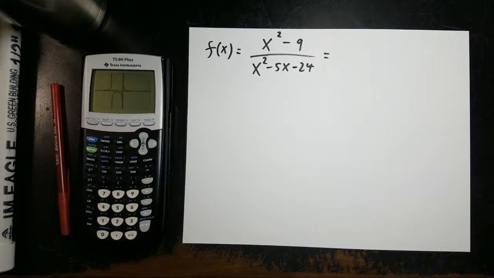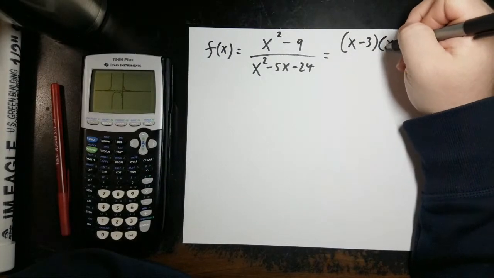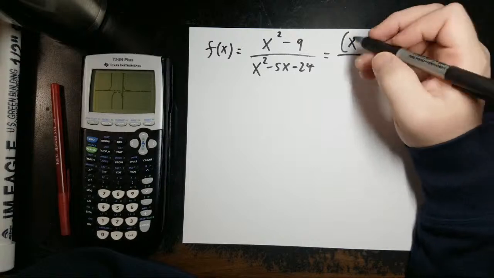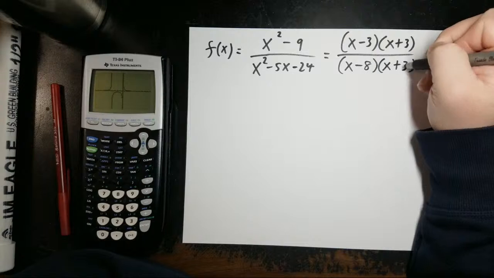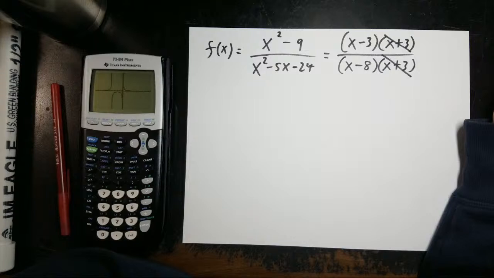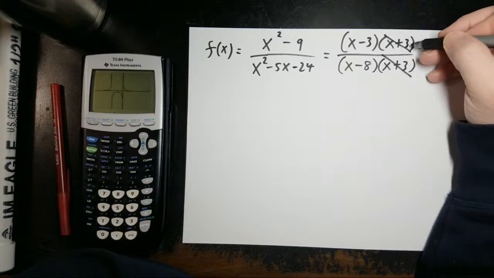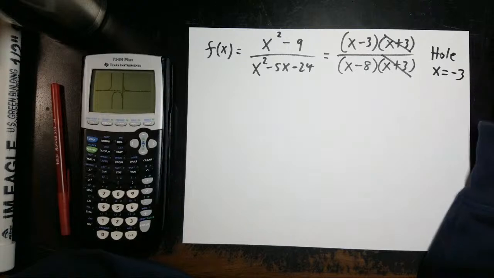My immediate desire and hope is to factor the top and bottom of this fraction. The top of the fraction becomes (x minus 3)(x plus 3). The bottom of the fraction becomes (x minus 8)(x plus 3). And if you notice, the x plus 3's cancel, which indicates that there's going to be a hole. If something like that cancels, you set the x plus 3 equal to 0 and solve. If you do that, you get a hole at x equals -3.